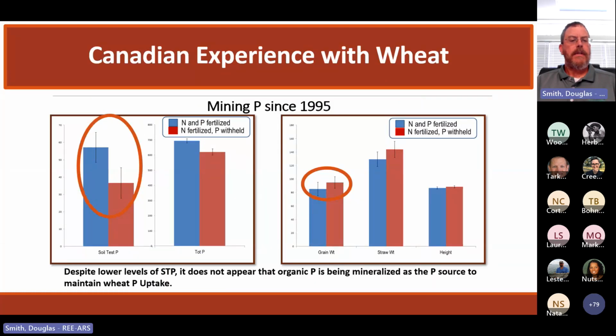In Canada, they've seen some similar things. Real briefly, they have some plots where they apply phosphorus and nitrogen, and this is the soil test phosphorus. In plots where they have withheld phosphorus since 1995, there are much lower levels of soil test phosphorus here. And by not applying phosphorus, they actually get higher yield than the plots where they do apply phosphorus.